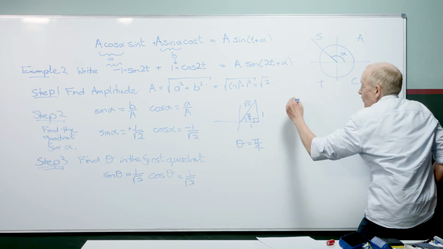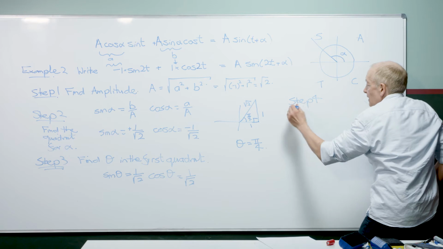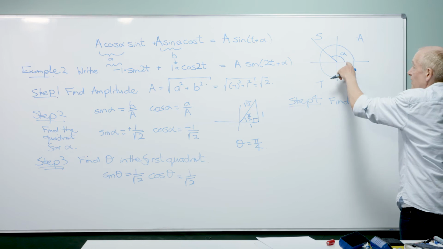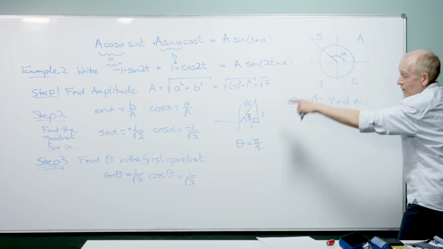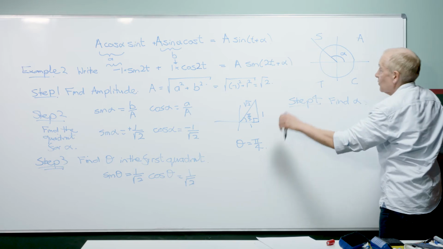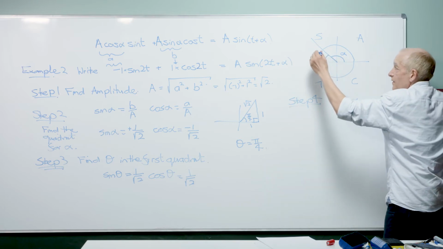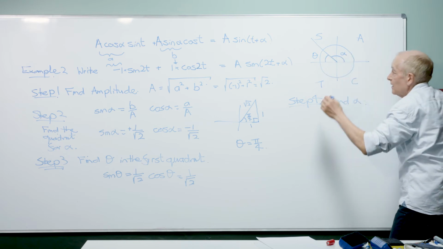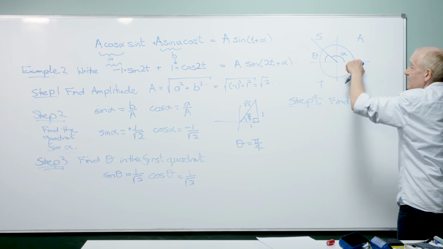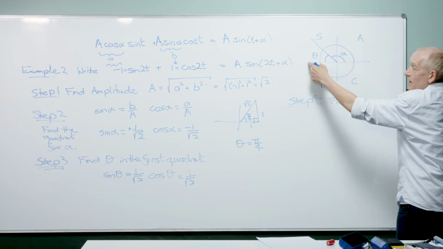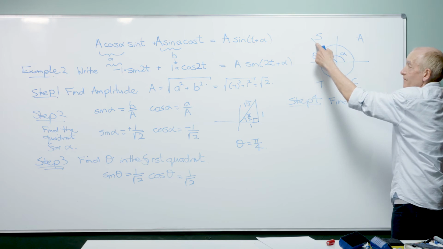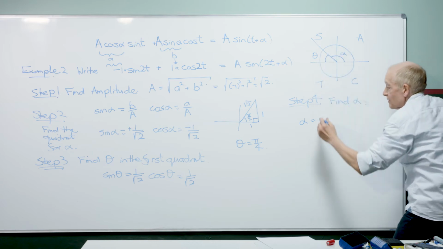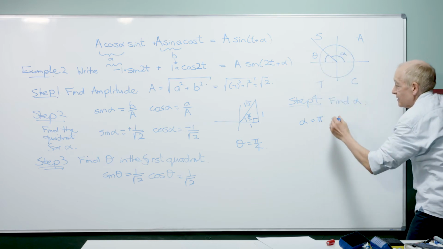So step 4 is then to find alpha. We know that alpha's in the second quadrant. We know that if it was in the first quadrant, it would be pi on 4. This is our theta here. If it was in the first quadrant, it would be here. So to find alpha, this angle here will be this angle minus theta. So we have that alpha will equal all of this, which is pi, minus this angle, theta.